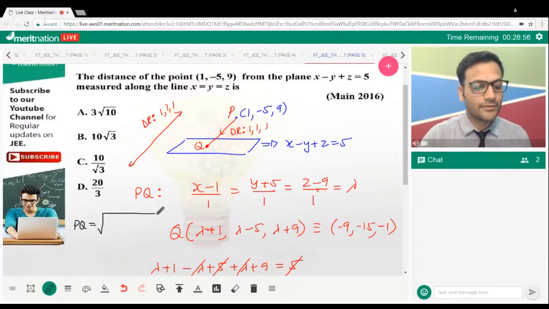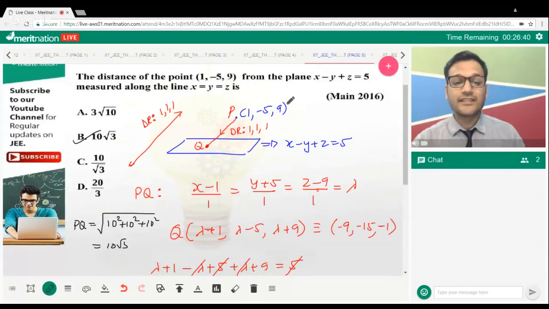So distance between PQ is the difference between these two. So 9 minus (minus 1) is 10 squared. 15 minus 5, 10 squared again. And 9 plus 1, 10 squared again. The answer to the question is 10 root 3. B is the answer to the question. A very simple question. Now see, Mains 2016.